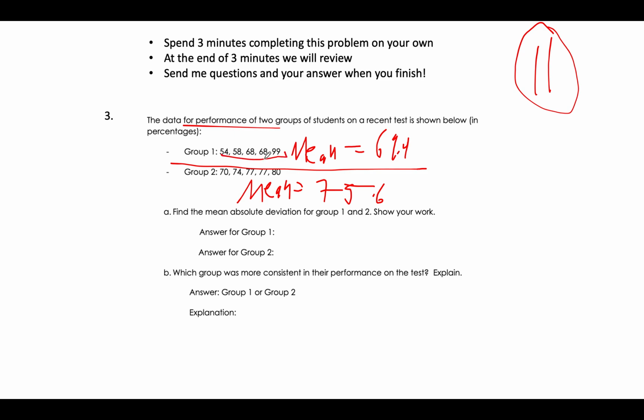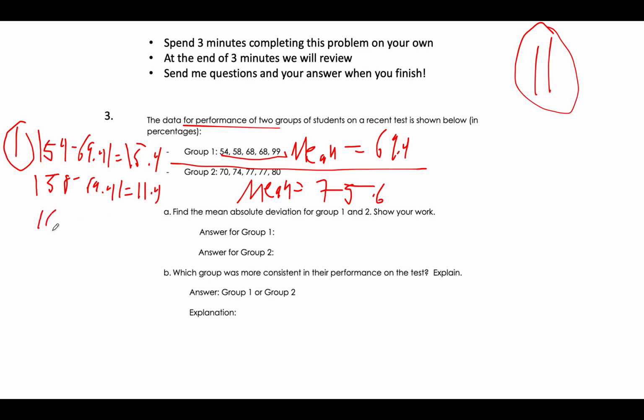So we're going to take each of these points, and this is going to be group 1. We're going to take each of these points and do 54 minus the mean, 69.4. That's going to give us a different value each time. So for this one, we got 15.4. For a second point, 58, we do 58 minus 69.4. That's going to give us 11.4.